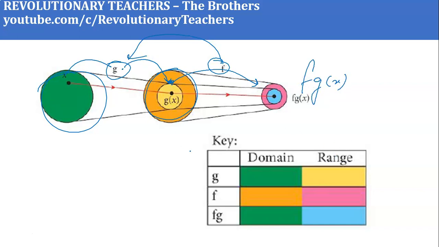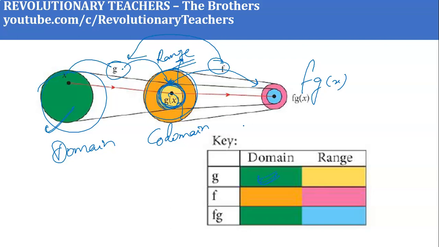See the color combination also. The domain of g is this green color. I got the range from the codomain. This can be called the codomain. This is the domain. Always remember that the range is a part of codomain. This is the range. Range is a part of codomain. Okay, so I got the range.